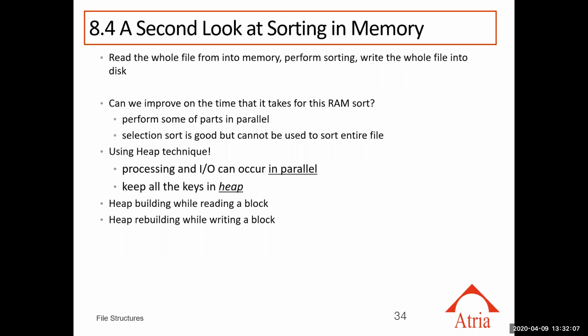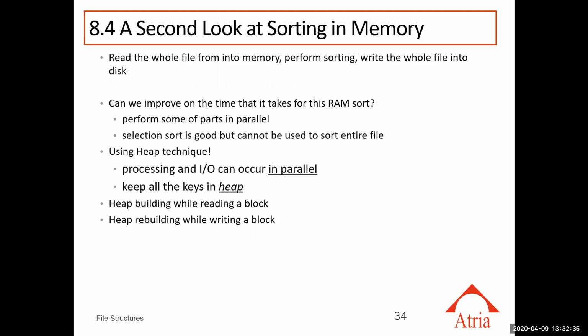That is the same concept, but the problem with selection sort is that we have to do things sequentially, one after the other. We have to sort one list and merge, then again merge in the next step, and then sort it. That is a sequential process which takes more time. So can we improve on the time that it takes in this RAM sort?